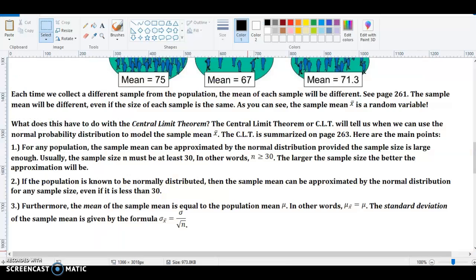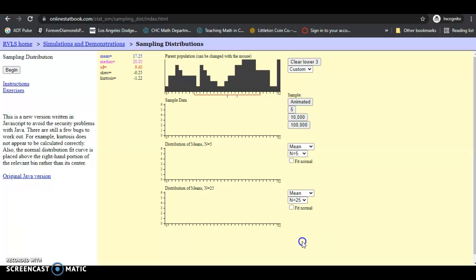You may remember that the central limit theorem applies if the population is not normally distributed, so for any population, but the sample size has to be at least 30. Unfortunately, with this applet, the largest sample size we can select is 25. So that's the best we can do, but let's see how this works.